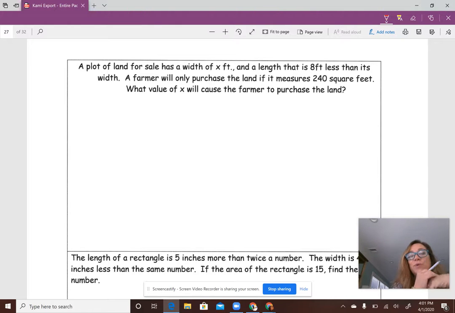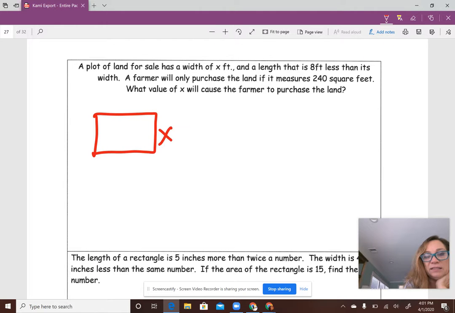Okay, context is when there's some kind of story. All right, so a plot of the land for sale has a width of x. It has a length that is 8 feet less than its width. I don't really like that, but that's okay. It's what it says. All right. So a farmer will only purchase the land if it measures 240 square feet. Square feet means area.